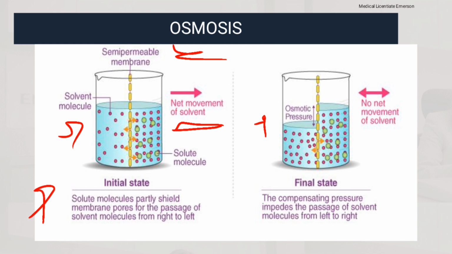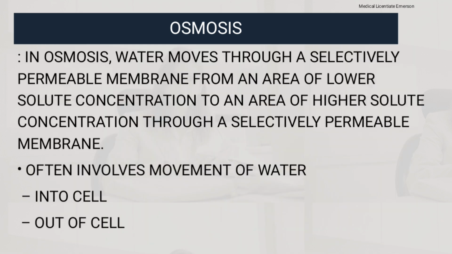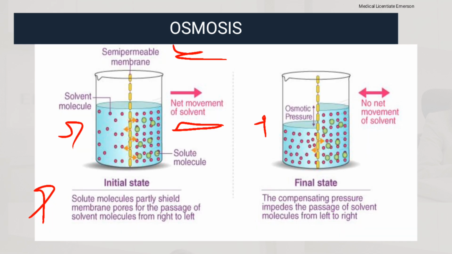That was the movement from an area of low solute concentration to an area of higher solute concentration. So if you look at the solvent molecules in this area, it was low, and in this area it was high. The molecules moved from low and went into the high section through the selectively permeable membrane. That's osmosis, so from low to high.